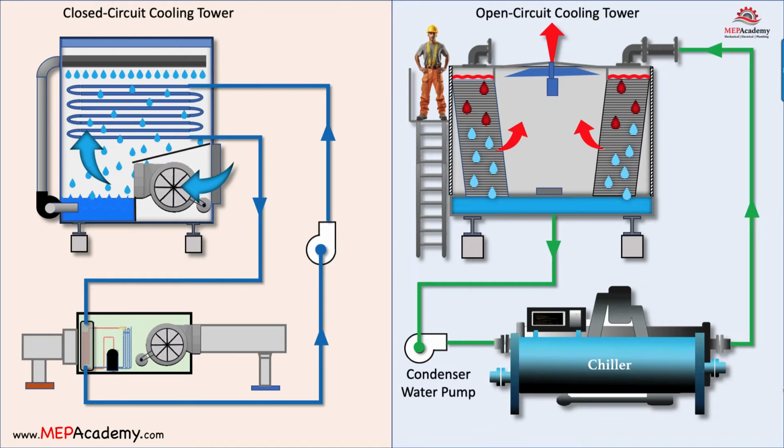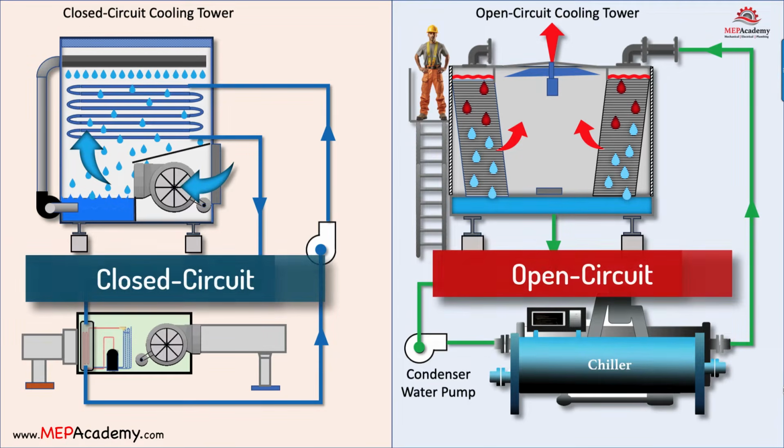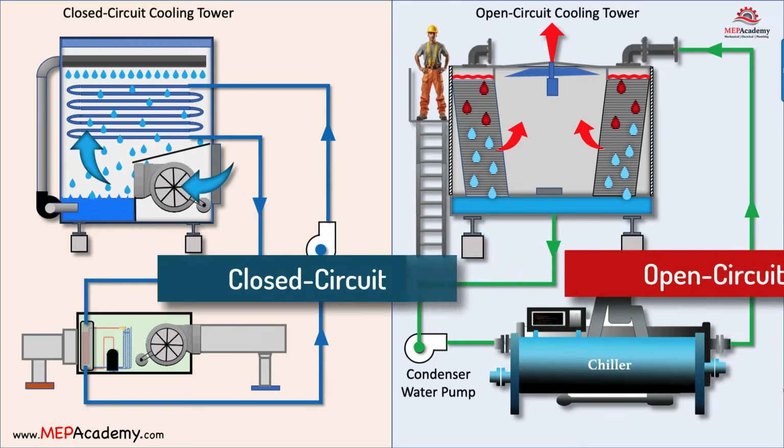In this video, we'll explain the differences between a closed circuit and an open circuit cooling tower and the advantages and disadvantages of each. How do you know which type to use for a project? They both provide heat rejection, but in slightly different ways. These systems are often referred to as open and closed loop systems. These are the two commonly used HVAC cooling tower system designs.